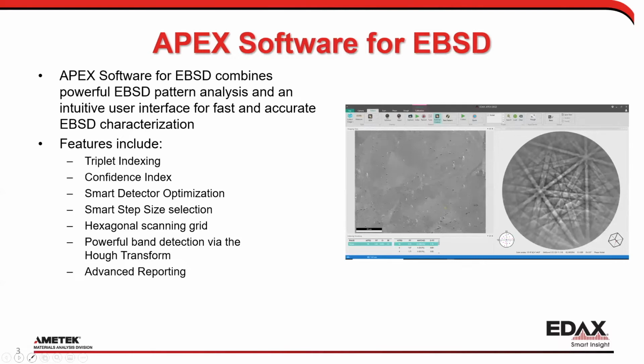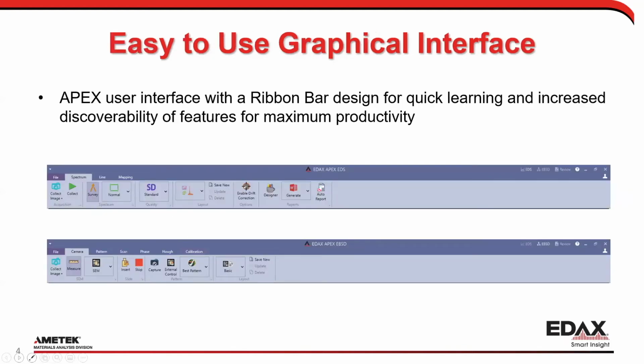And of course, it's basically the same in most ways to Team. It includes things like the CI and the triplet indexing and the smart detector optimization we'll talk about in the afternoon and all that kind of fun stuff. It's all in there. Don't go waste too much time talking about that. The main difference with Apex is we went to the ribbon bar structure.